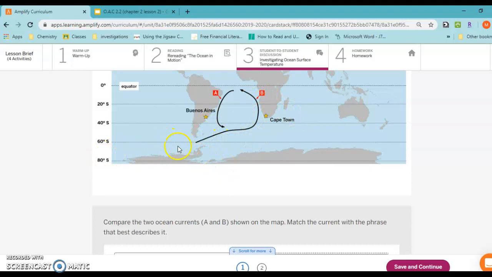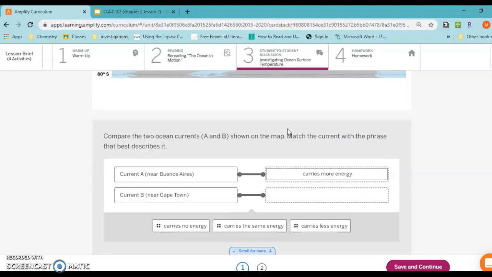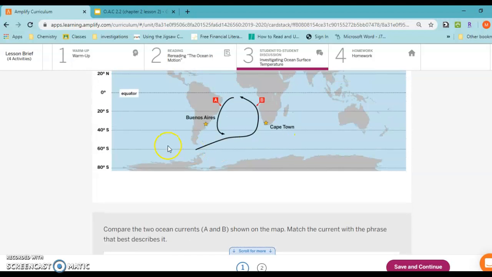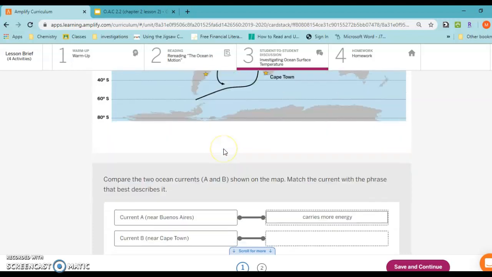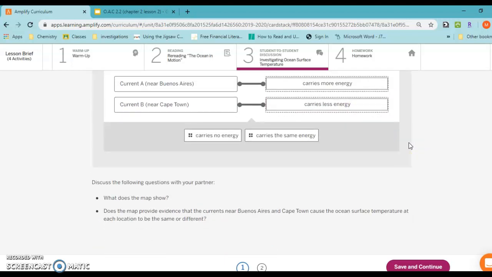So as I'm looking, this current is going down by the poles and it's pushing up and around. So what's going to happen if it's coming from down? What's happening in terms of that energy? That's right, there's less energy, guys. So I'm going to put this water is carrying less energy than we expect, right?